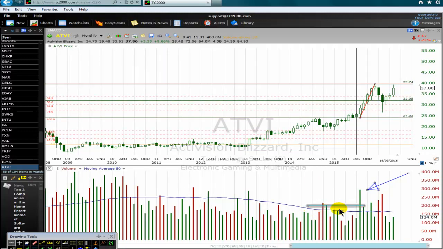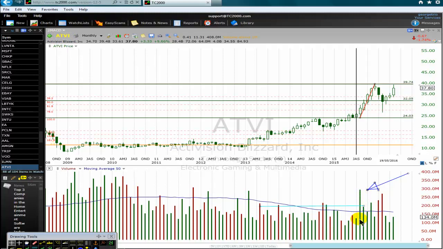we have a normal trading volume up to this point. You can see that it's a normal trading volume. The maximum was around 200 million shares being transacted in Activision Blizzard Incorporation, ATVI, Alpha Tango Victor India.